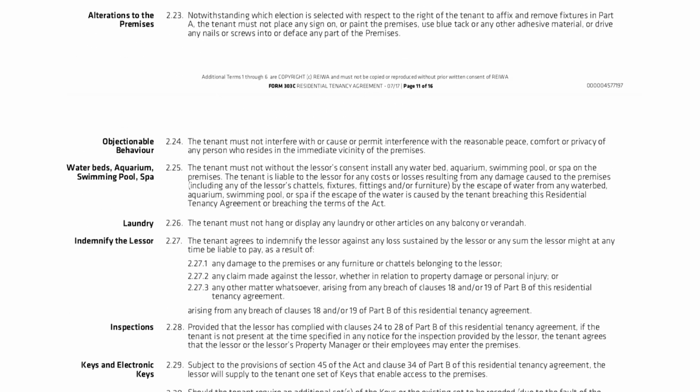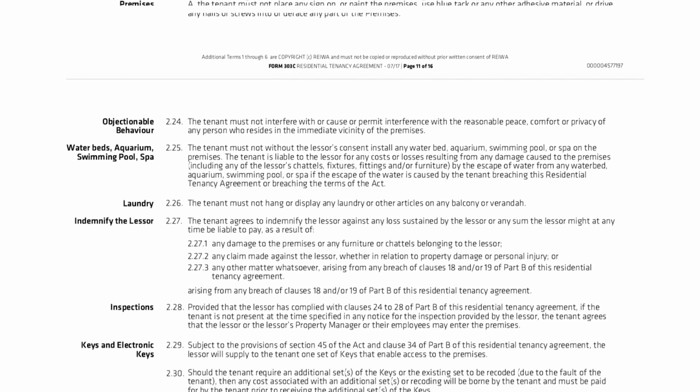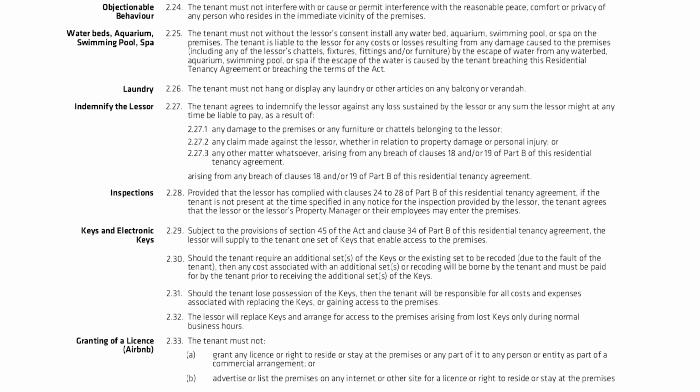Don't alter or change the property in any way without permission. No objectionable behaviour, no aquariums without permission. If any damage or injury is caused by not complying with the lease agreement, you indemnify the owner. Inspections are every 3 months, first is after 6 weeks.